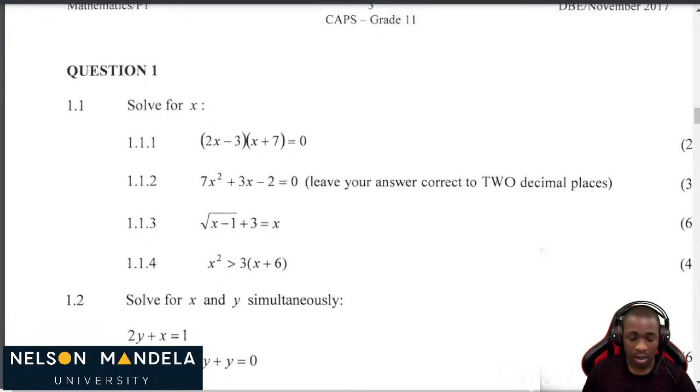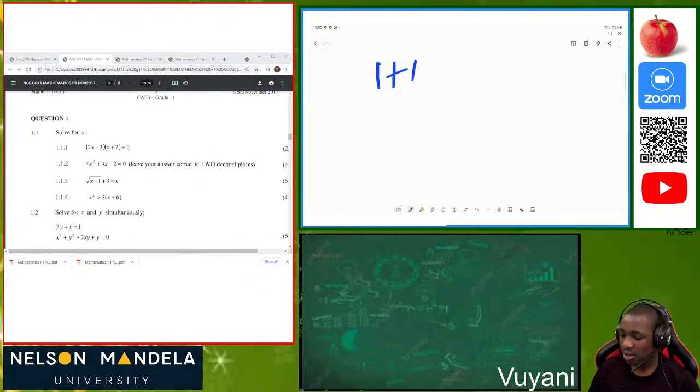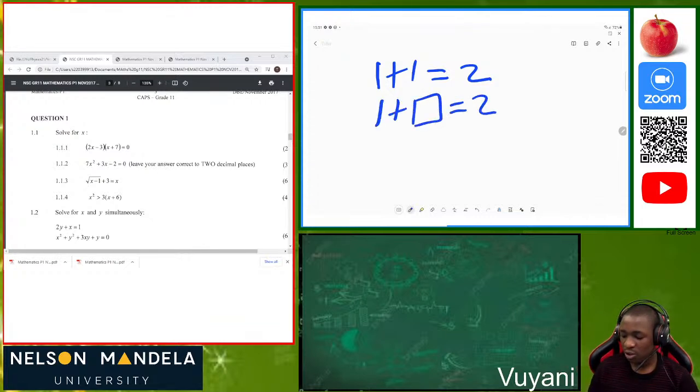1 plus 1. Okay, yes, we are taught that 1 plus 1 is equal to 2. That was Grade 1. Then as time goes by, you hear the teacher saying, let's now say 1 plus the missing box is equal to 2. Then calculate the missing box. That part of the missing box is now replaced with the algebraic letter x. So that's when we started solving. In other words, we started to solve for x a long time ago, but we didn't notice that you were already solving for x.